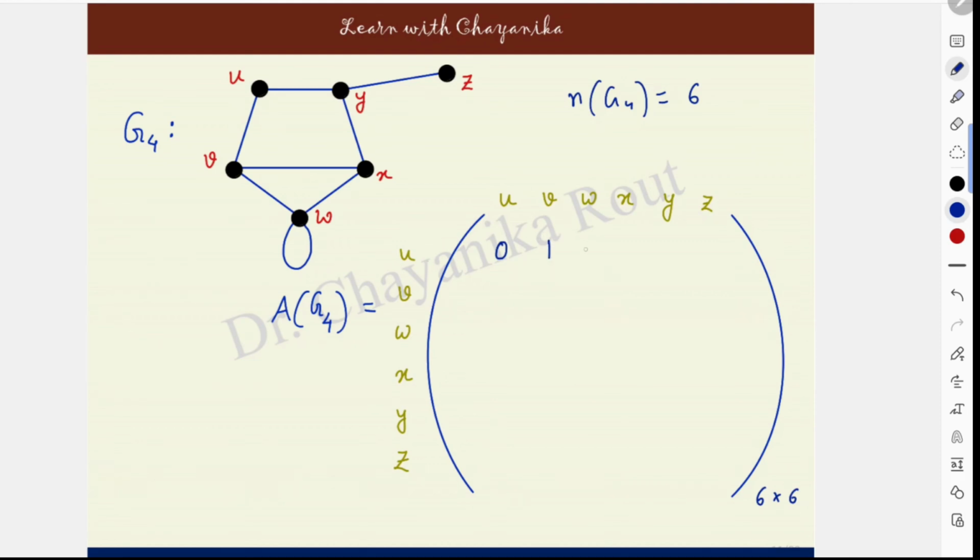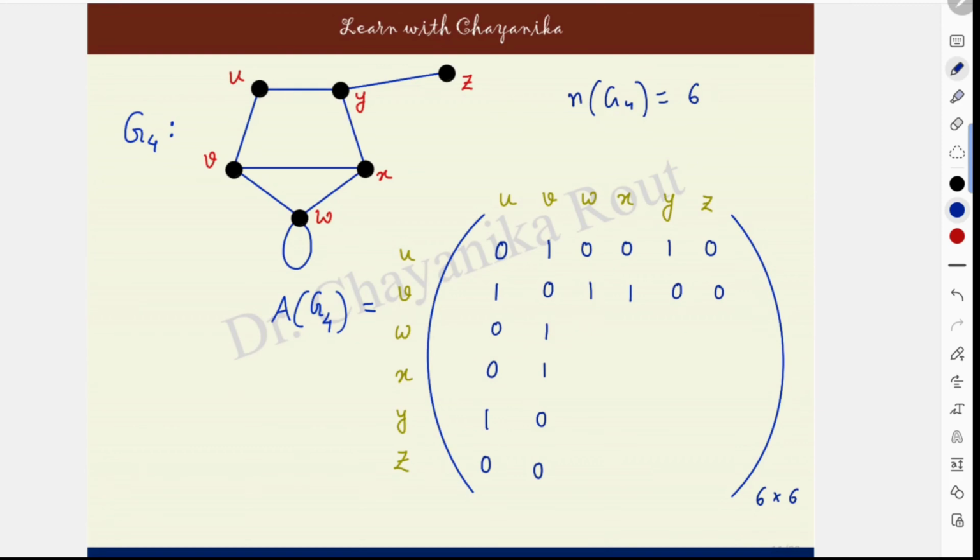Between U and W, there is no edge. Between U and X, no edge. Between U and Y, one edge. Between U and Z, no edge. First row done. So, immediately fill the first column 0, 1, 0, 0, 1, 0. Between V and V, no edge. Between V and W, one edge. V and X, one edge. V and Y, 0, V and Z, 0. So, I have 1, 0, 1, 1, 0, 0.